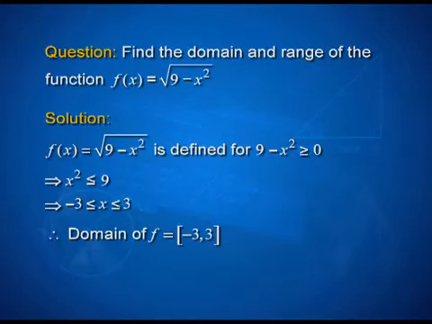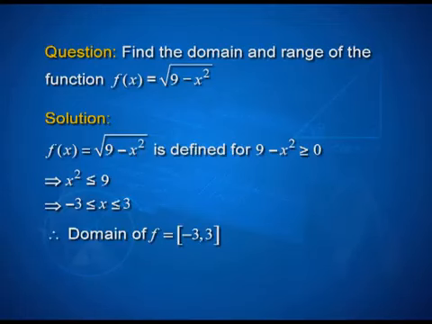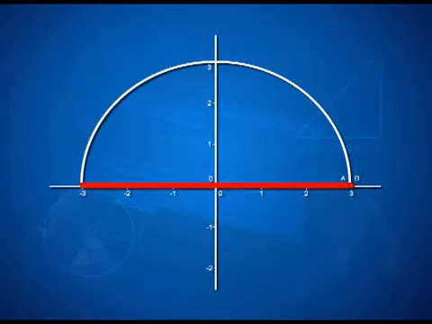Domain of f is therefore the closed interval minus 3 to 3, and that is exactly what you saw in that visualization earlier. All the values of x were lying enclosed between the interval minus 3 to 3, starting from minus 3 and stopping at 3, inclusive of these two endpoints.